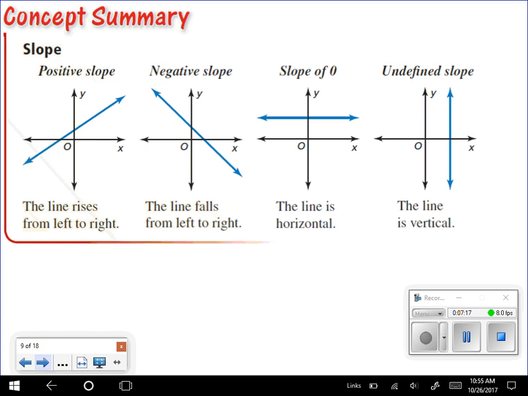So here's just kind of a summary. This is actually on page 82 of your journal. For a positive slope, the line is rising from left to right. The line falls from left to right on a negative slope. We just talked about a slope of 0, that's a horizontal line. And something that we didn't necessarily talk about, but maybe you saw, was undefined slope. It's a vertical line. It's too steep. We can't even define it. So it's undefined is what we would call that. If you have something over 0, three things cannot be divided into 0 groups. So this would be considered undefined.